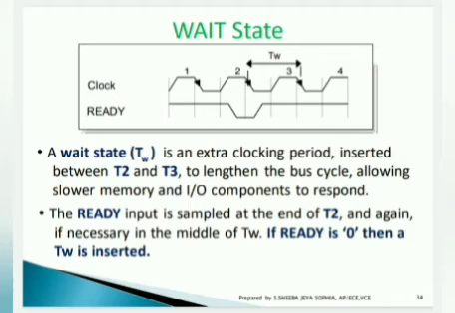Wait state, as we have mentioned earlier, is the extra clock period inserted between the two clock timings T2 and T3 to lengthen the bus cycle, in order for the process to wait and get the response. So the READY signal is also available. It is the input sampled at the end of T2, and again it is necessary for waiting. After the wait, if the processor is ready, the READY signal is used to indicate that now you can process the data. Whenever this READY signal is 0, a TW is inserted in between. That is the major concept here.